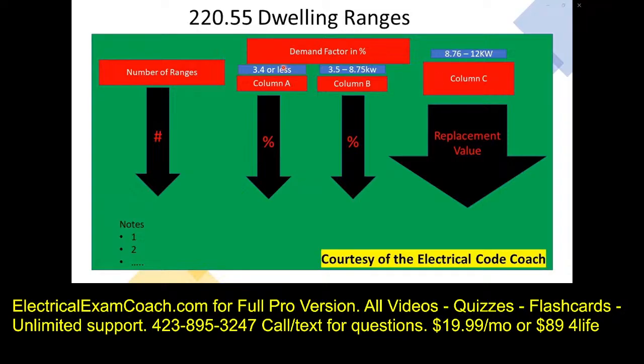Starting on the left-hand side in column A, this is when your individual range falls 3.4 or less kWs. In column B is when our ranges, the individual range itself, falls in between 3.5 and 8 3/4. Then column C is when our ranges are 8.76 through 12 kW. Then in the bottom left hand of the table, you're going to see some notes. And that's when we have a situation that doesn't fit into the normal table. And we're going to take it piece by piece. Let's get to it.